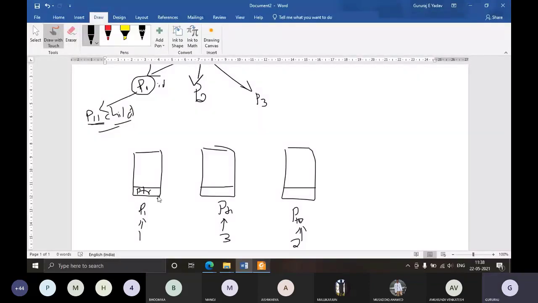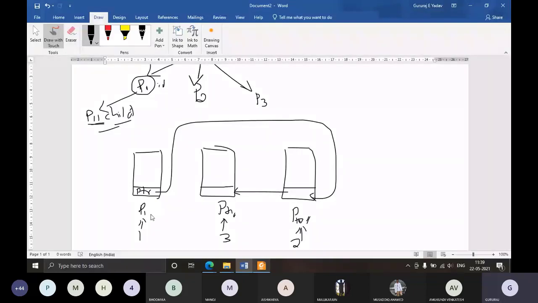So first is P1. After P1, which process is waiting for the CPU? P10. So this pointer field will have the connection to the pointer field of P10, because after P1, the next in the list is P10. And after P10, the next process is P4. So from this pointer field there is a connection to the pointer field of P4. This is how the list will be formed.